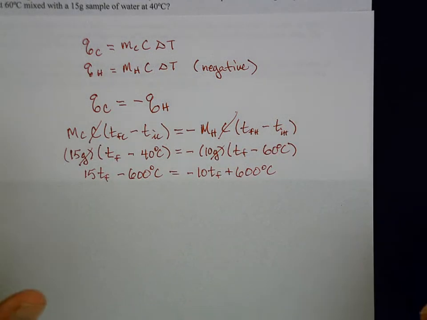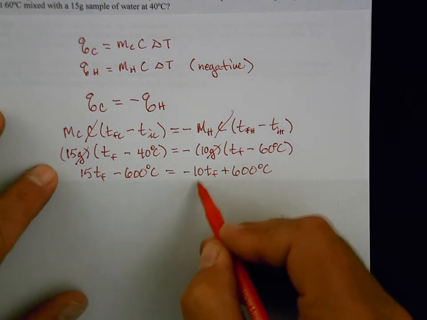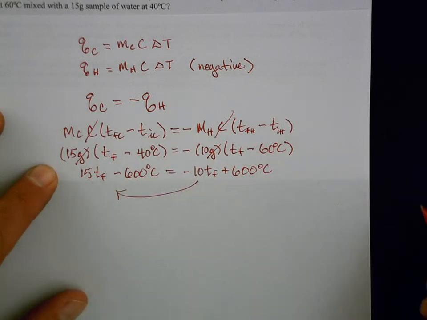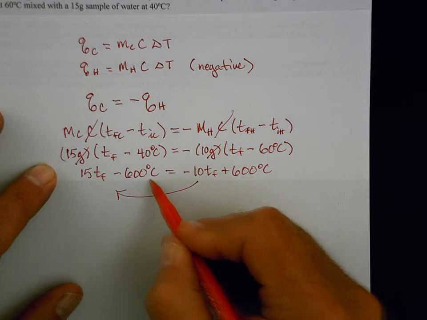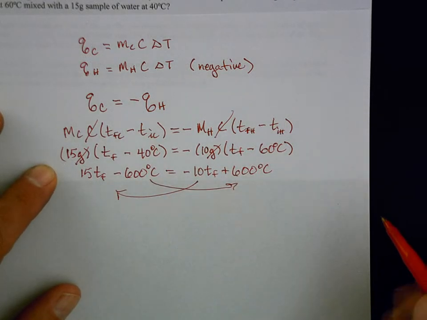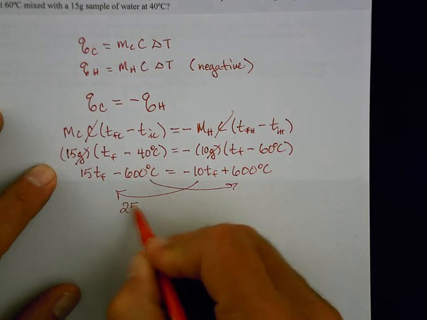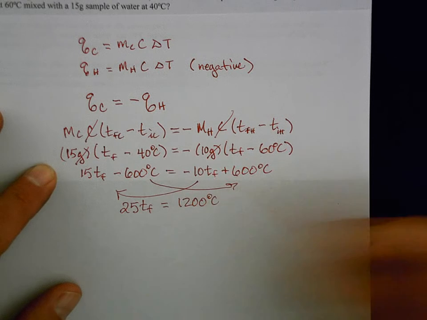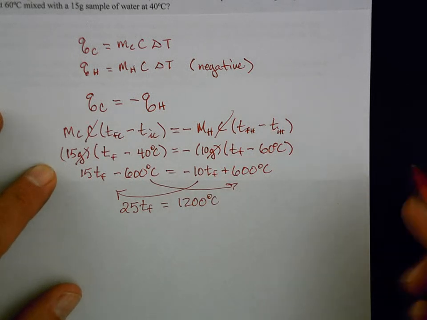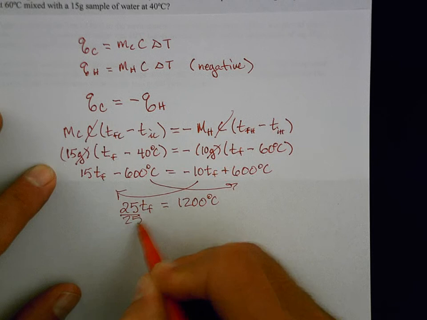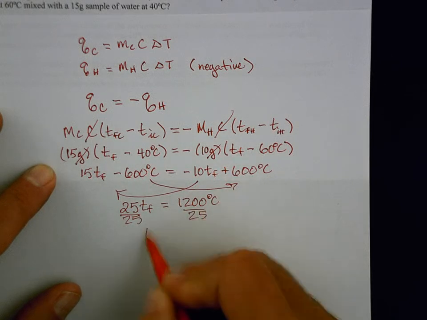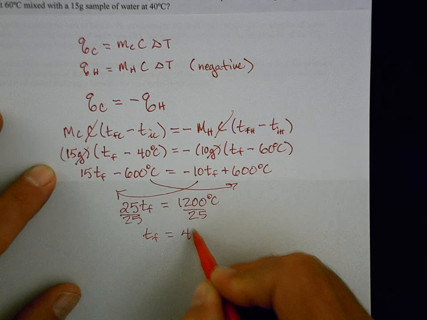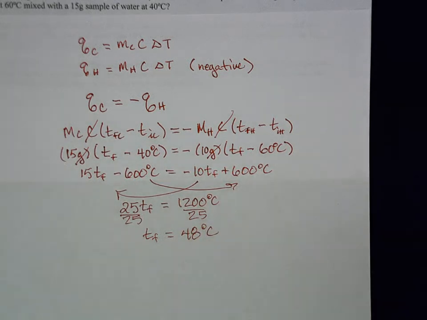Now we need to solve for the TF. Well, I'm going to move that one to the other side so I can combine the TFs, and I'm going to move that to the other side so I end up with 25 TF equals 1200 degrees. Divide both sides by the 25. And there's how I get the 48 degrees.